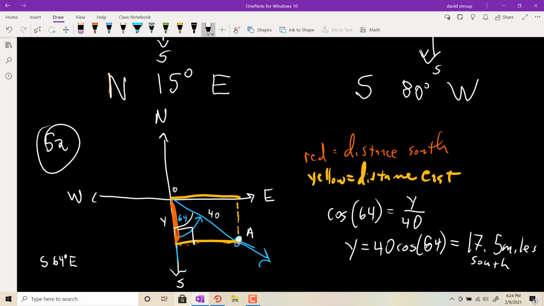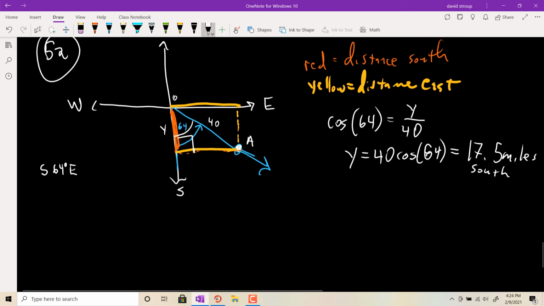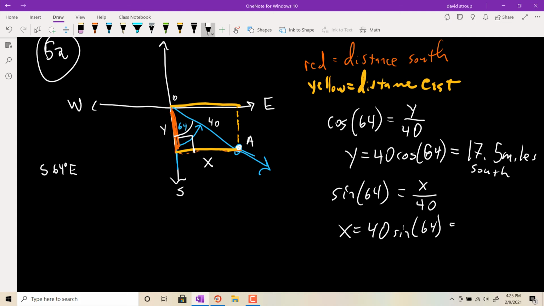And then for the yellow, we can use sine, right? So sine of 64 is going to be opposite, which is, let's call that x, the yellow, over hypotenuse 40. So again, you just solve for x, multiply both sides by 40, and get 40 sine of 64. So 40 sine of 64 is 35.95, so rounding, 36.0 miles east.